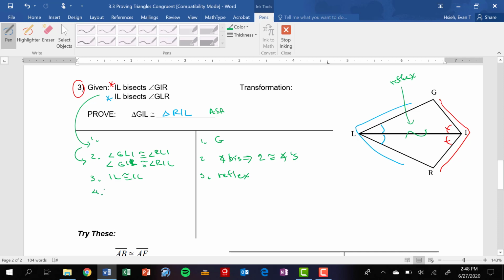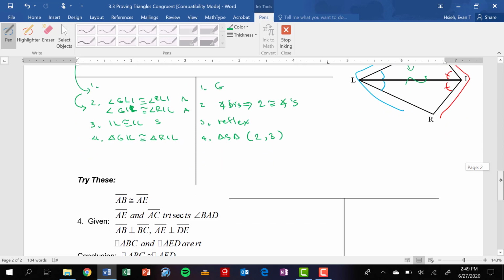Step 4, looks like I got an angle, I got another angle, and I got a side here. So it's by angle, side, angle, because the side's sandwiched between the two angles. I can say that triangle GIL is congruent to triangle RIL by angle, side, angle, and the steps are steps 2 and 3. Of course, you have 2 of them in step 2. All right, that was a nice little short proof there.